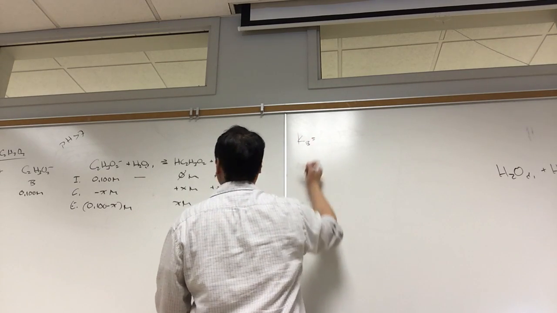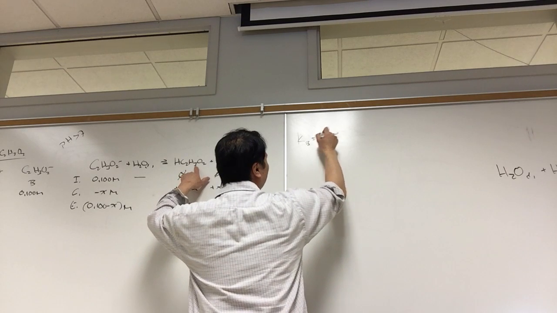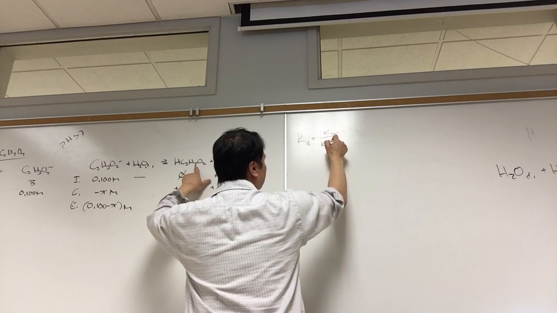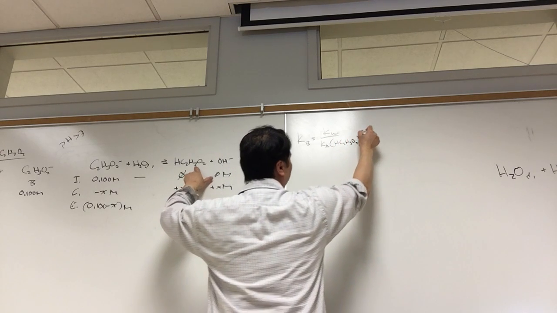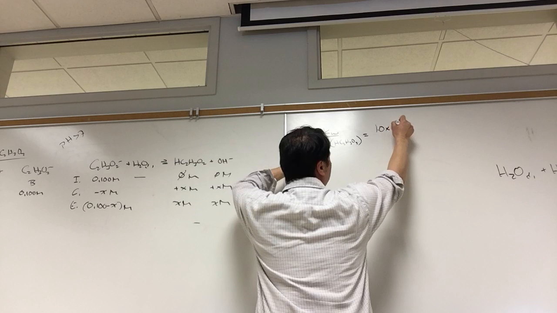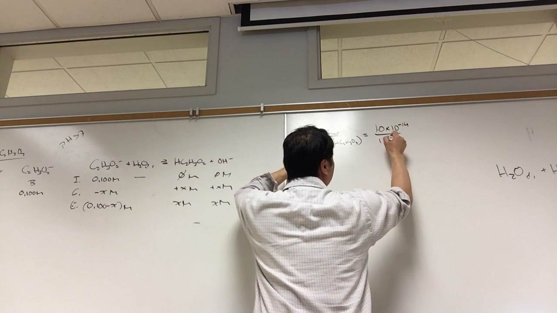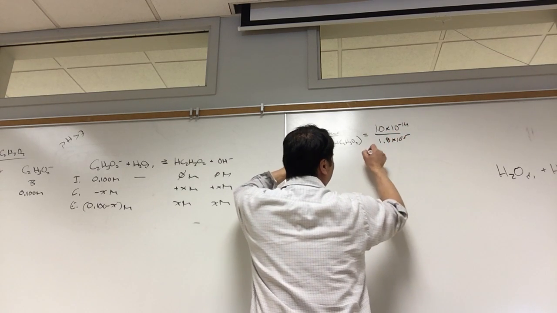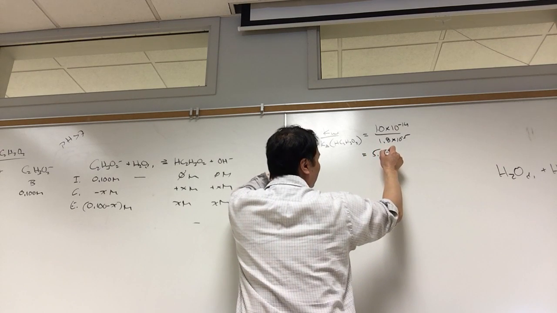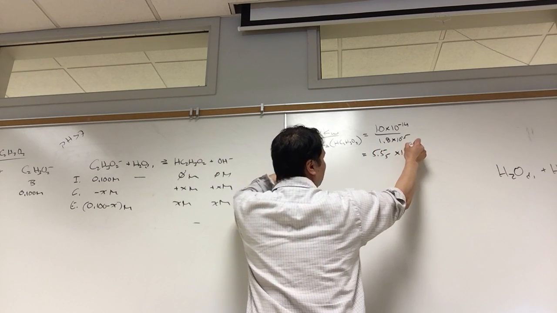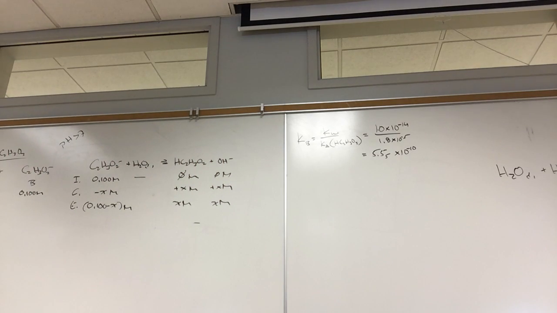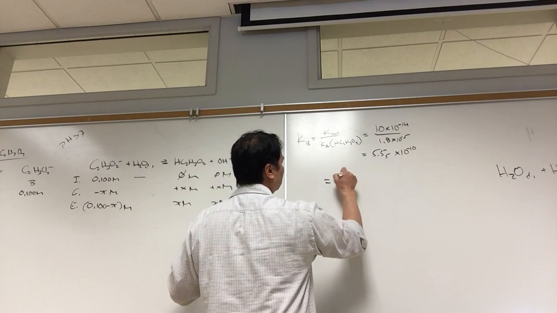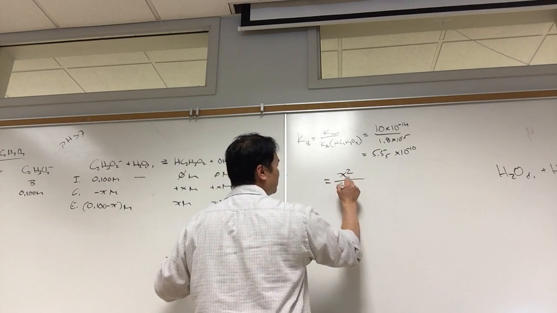Okay, Kb, I don't have Kb. I've got to go Kw divided by Ka for what acid? Okay, fortunately I know that number. 1.0 times 10 to the minus 14 divided by 1.8 times 10 to the minus 5 gives me 5.5 times 10 to the minus 10, is that right? That's what we got yesterday. All right. This is going to equal x squared divided by 0.100 minus x.